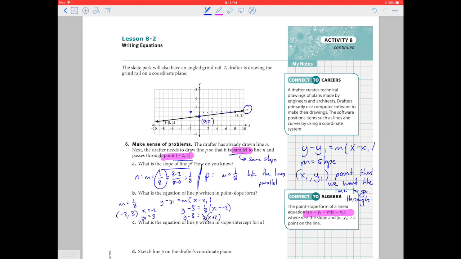This is when this type of math is going to get a little bit messy, because we have fractions. We have y minus 3. If we distribute that 1/8, we get 1/8 x plus 2/8. So now we can add 3 to both sides. So we have y equals 1/8 x plus 2/8 plus 3. We want to combine these two terms because they're both just numbers, right?